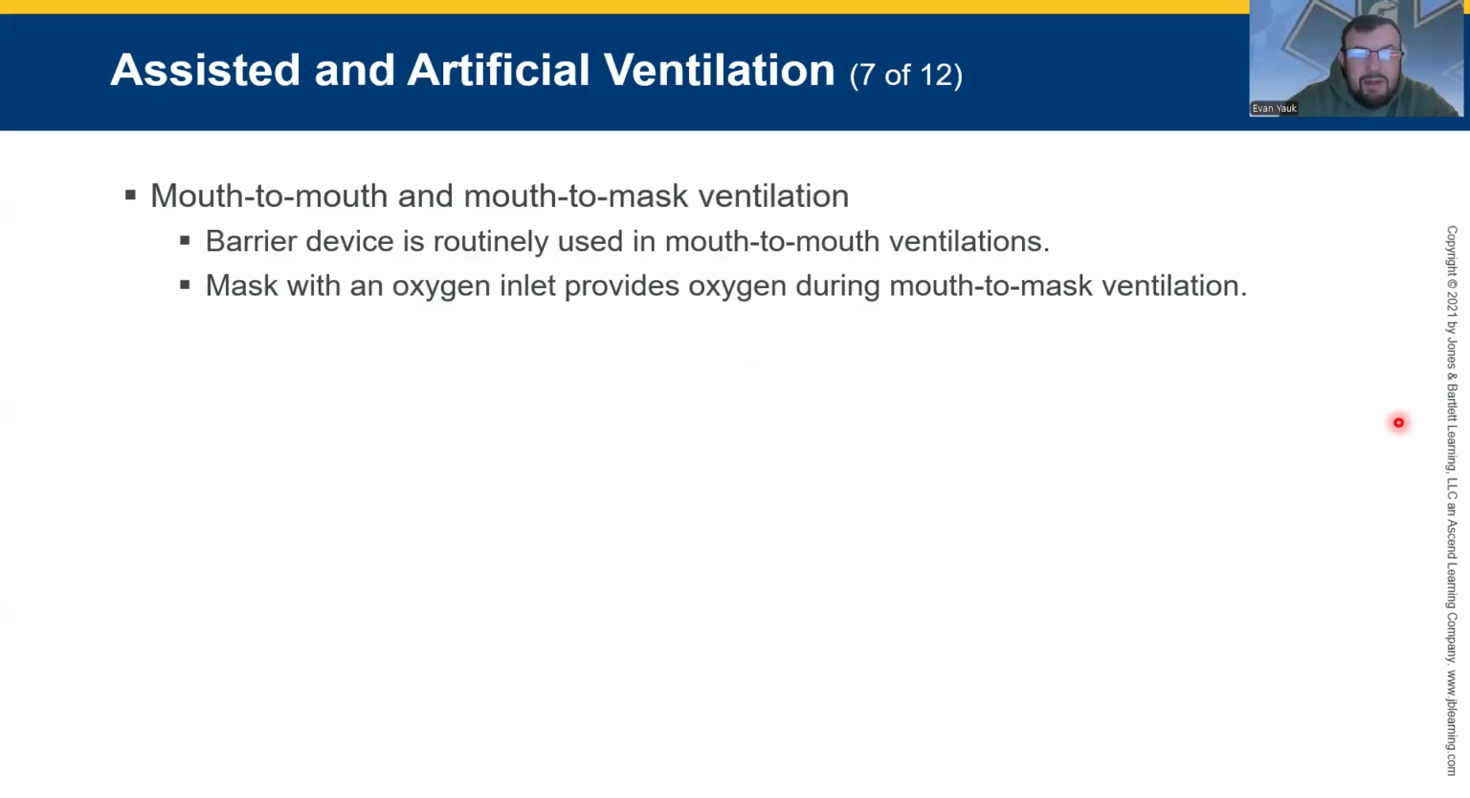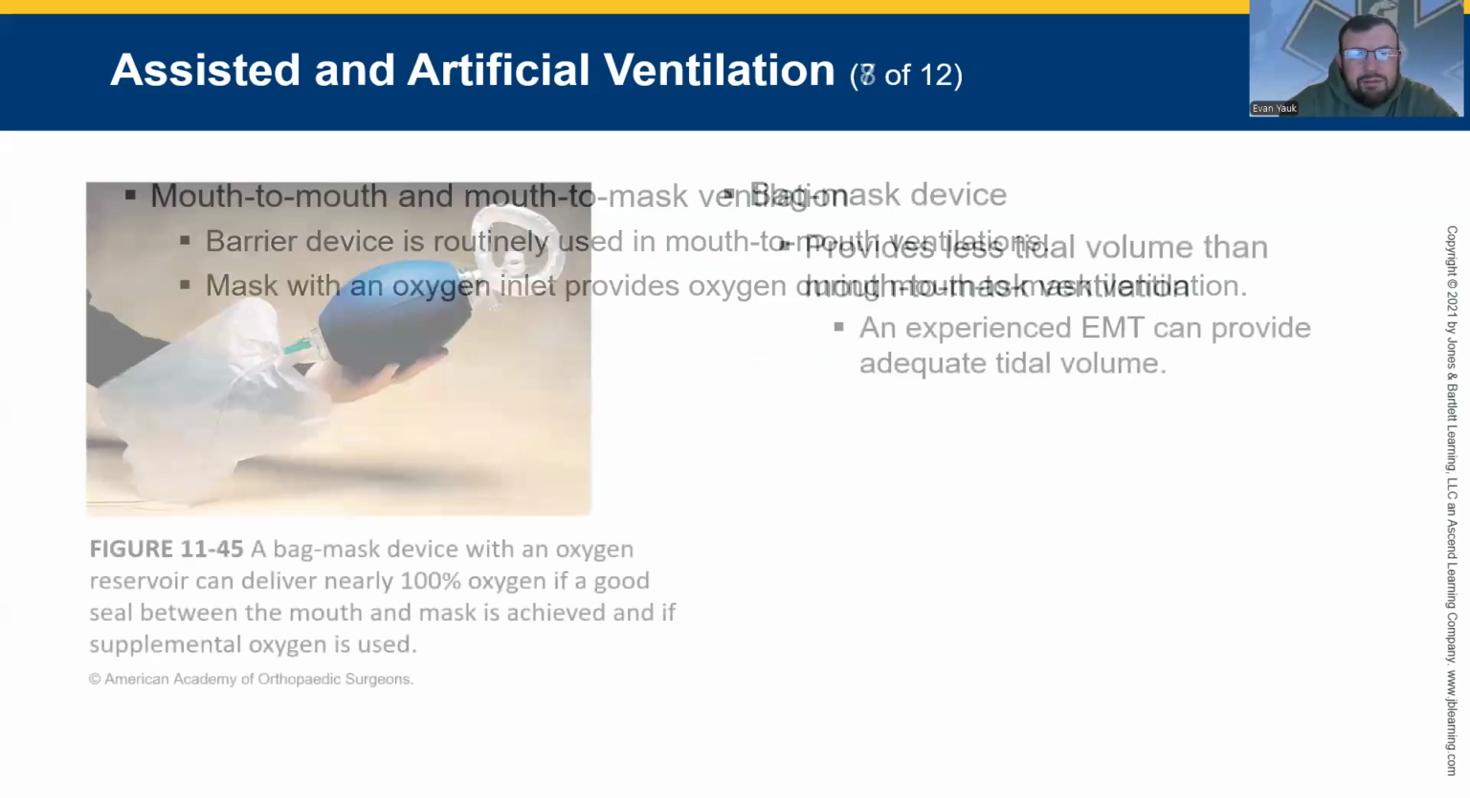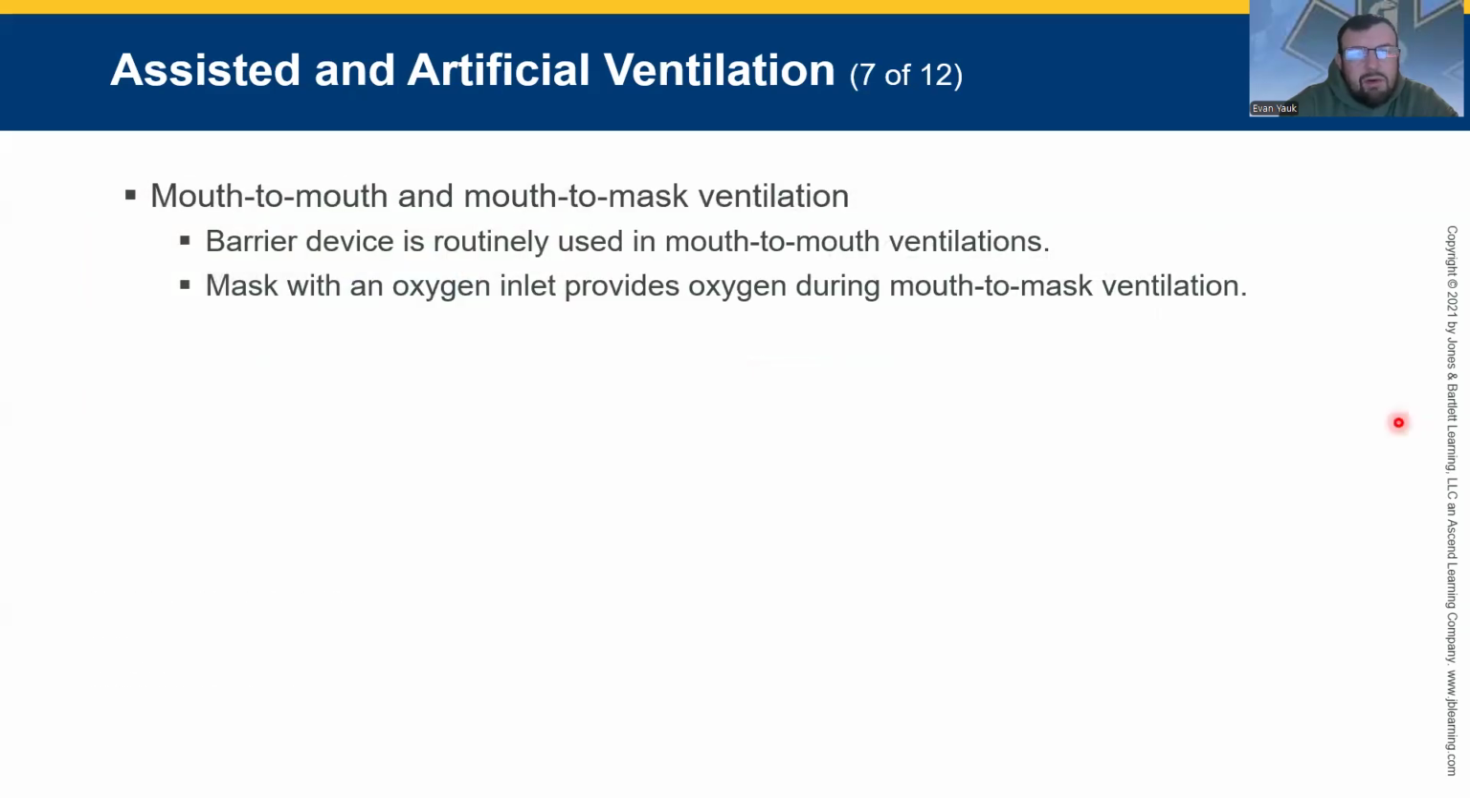Mouth to mouth and mouth to mask ventilation: barrier devices are routinely used in mouth to mouth ventilation. A mask with an oxygen inlet provides oxygen during mouth to mask ventilation. We really don't do mouth to mouth anymore. That's frowned upon. You can if you absolutely want to. Mouth to mask uses those little rescue masks that we've all seen. I would probably use one of these if I had to. Just be mindful of what might happen, because you might get vomit, blood, secretions, whatever.